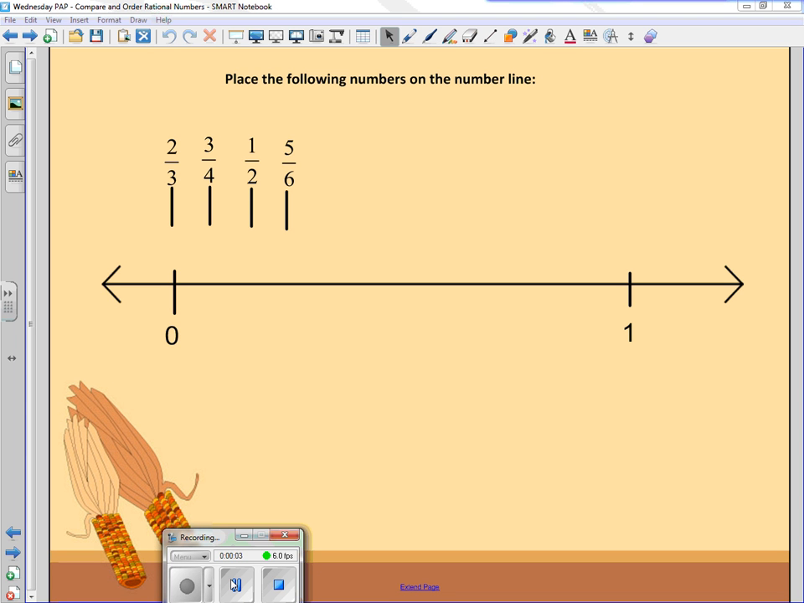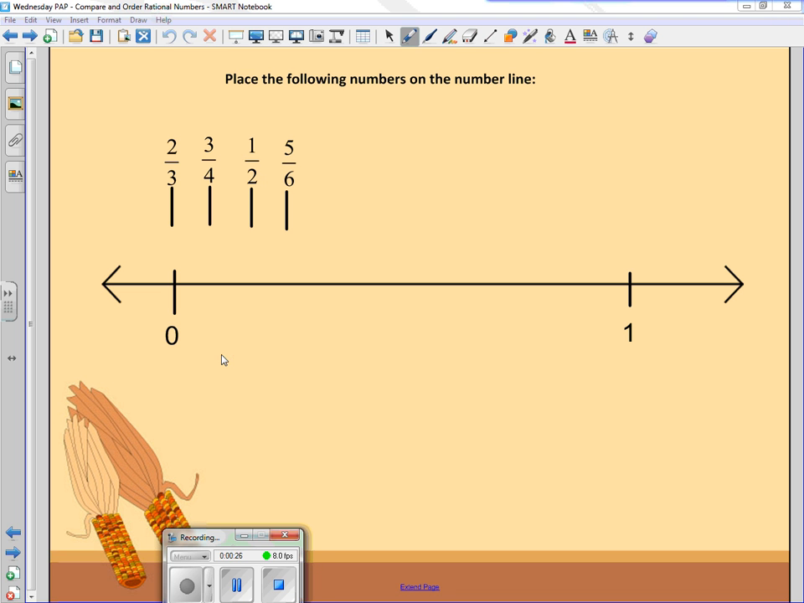Today we're going to talk about rational numbers, comparing and ordering of rational numbers. There are a couple of ways that you can compare and order rational numbers. First of all, if you have them all as fractions, you can do one of two things. You can keep them all as fractions or you can change them all to decimals. But remember, if you keep them all as fractions, you have to find a common denominator.